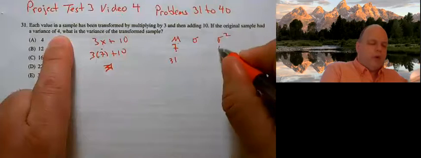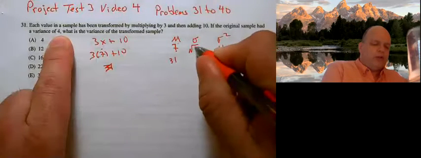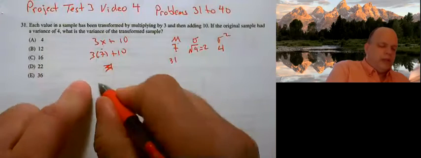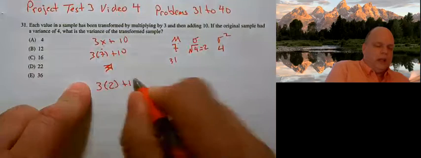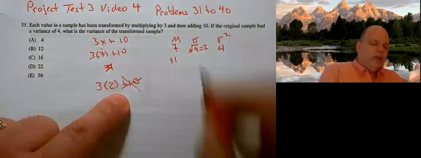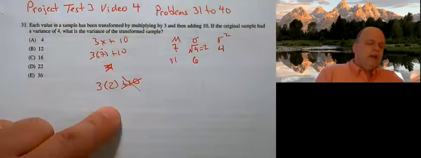If it were the standard deviation, we can do that because they tell us the variance is 4. So the square root of the variance, the square root of 4, is 2. So we actually know the standard deviation. I can plug it in and go 3 times 2 plus 10. Well, we don't get to add constants. We can multiply, so this becomes 6. So the standard deviation is 6.